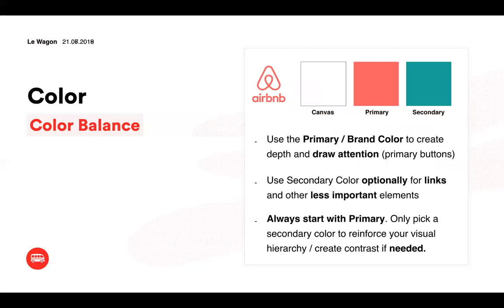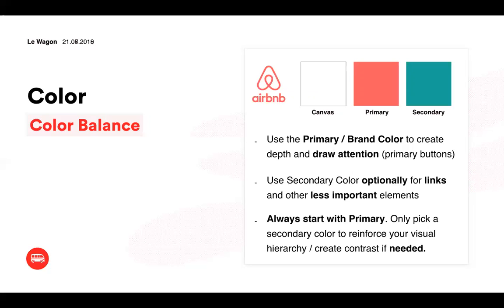Airbnb has the primary or the brand color where they create depth and they draw the attention. They apply it to their main buttons, the primary buttons, and of course in the logo. Then they use the secondary color optionally for some little links and less important elements. For instance, I think if I'm not wrong, they apply it to the stars of the ratings, and it's just little touches of green. So the tip is always start with a primary color.